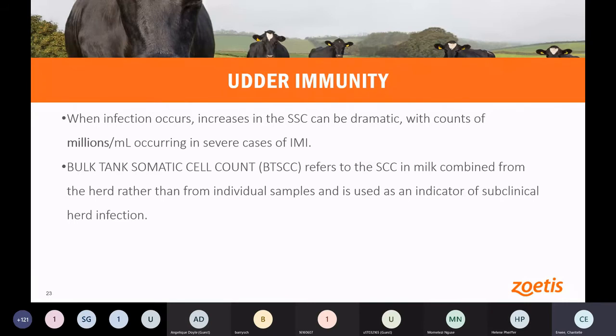This shift of somatic cells into the milk can be quite dramatic, like I said, and it can increase up to millions of cells per mil in severe cases of intramammary infections. When I talk about bulk tank somatic cell count, just so you're clear, I'm referring to the somatic cell count taken from the milk in the bulk tank rather than from individual samples, individual animals.